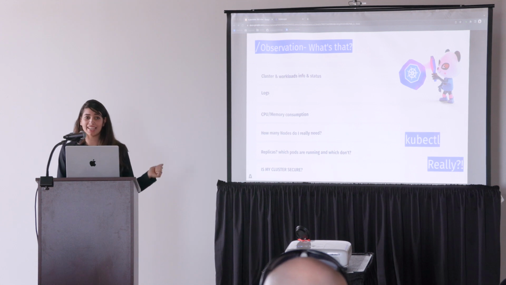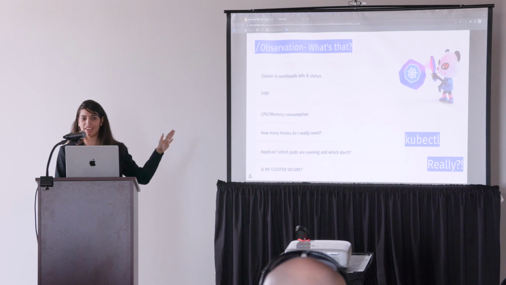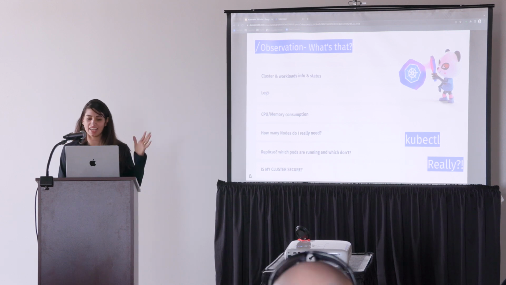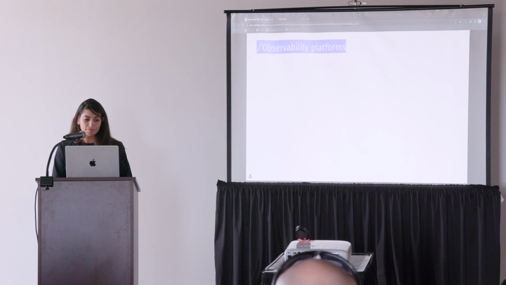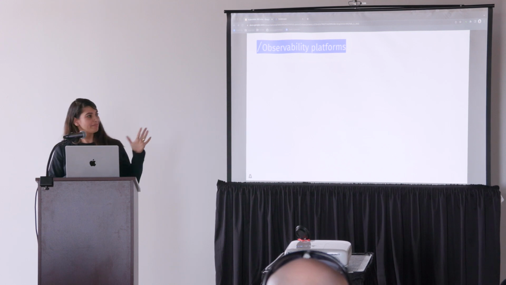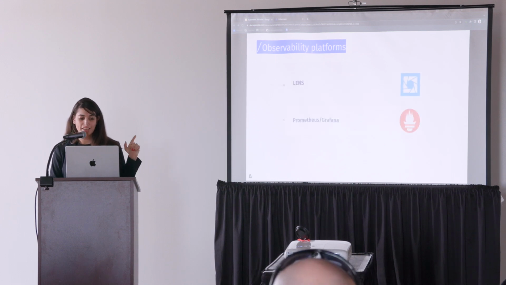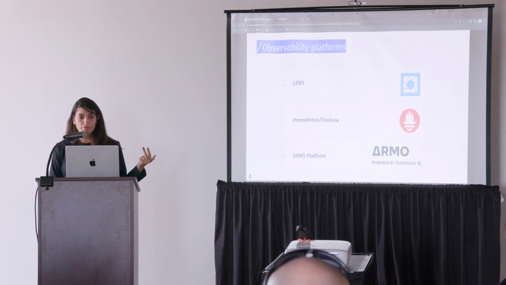So how do we do that? If you're doing it by kubectl, again, great job. It's very hard to do that way. And I will focus on 3 observability platforms that I'm using. There are a lot more, but I have just 20 minutes, I think, so I'll focus on those. So I'm using Lens, I'm using Prometheus and Grafana, and I'm also using the ARMO platform, and we'll get to each and every one of those and drill down.